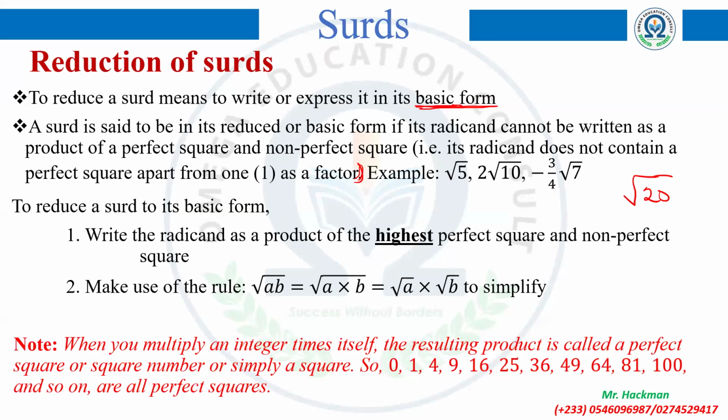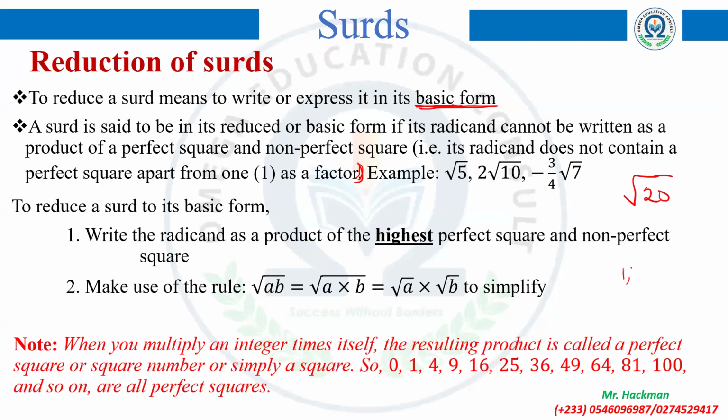Okay, Prof. Please, I don't understand the square of 20. How can 4 go into it? I said look for the factors, for you to determine whether the set is in its basic form or not. You concentrate on the radicand. What is the radicand here? 20. The radicand is 20. So remember we said your radicand shouldn't contain any other factor apart from perfect square factor, apart from 1. So let's list the factors of 20.